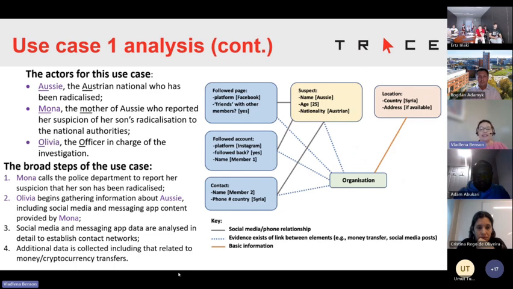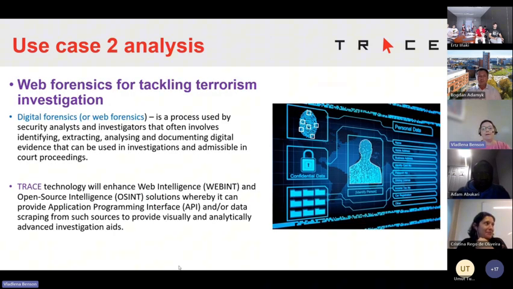And then additional data is collected, including that related to cryptocurrency transfers. The TRACE technology ultimately facilitates the compilation and analysis of this vast amount of data that could be collected in a scenario such as the one presented here. It would then be able to create a knowledge graph to help identify connections between the primary suspects and any other potentially relevant people who can be investigated further to determine whether they serve a role in this particular organization or not. So we will talk about the knowledge graph in the next presentation, but I will plod on with the next use case of the ones that were selected for the TRACE analysis.